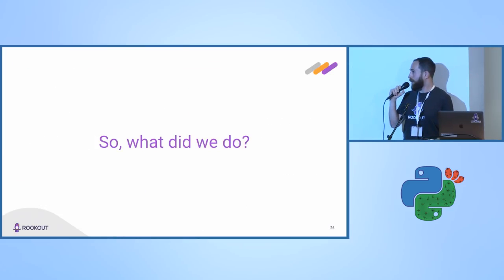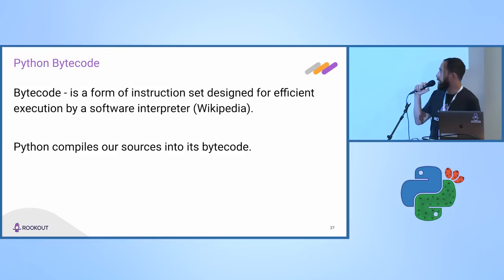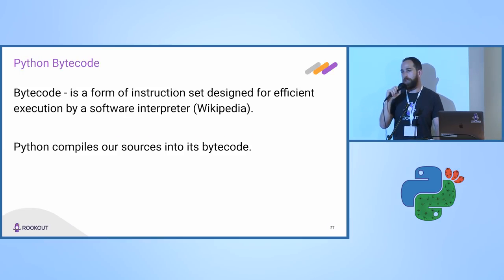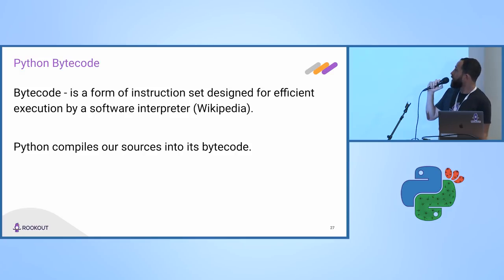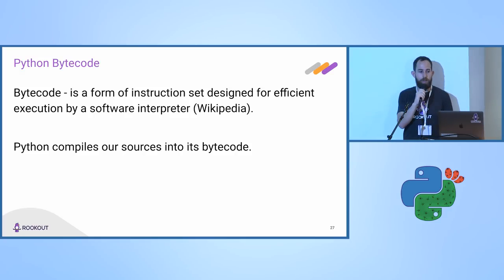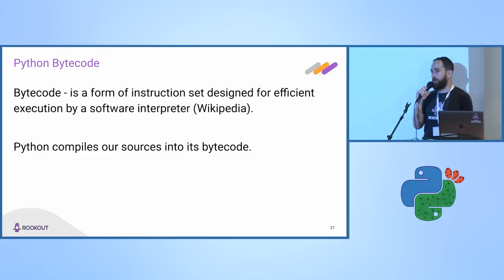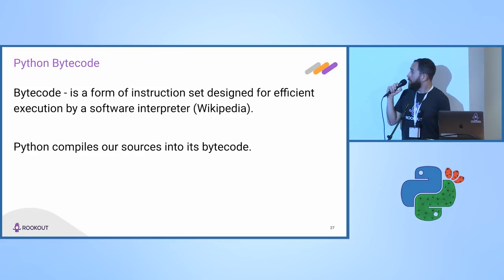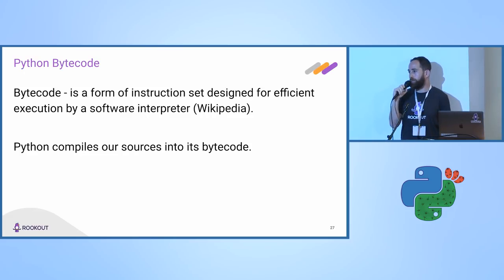So what did we do? How did we go about creating an SDK that allows you to debug in production with no overhead? Well, let me take a step back and discuss bytecode a bit. How many of you are familiar with the concept of bytecode? It's most of you. Well, the Wikipedia definition of bytecode is a form of instruction set designed for efficient execution by a software interpreter. It's a pretty big word, but essentially Python compiles our source code into bytecode.